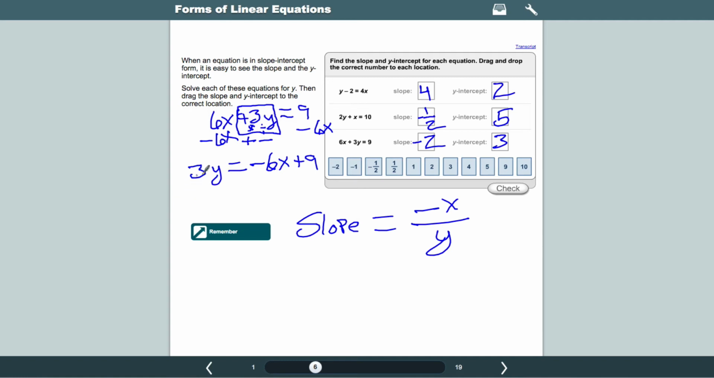Now we've got to get the y by itself. We're inside the box now, so we're going to use either multiplication or division. If I multiply, that number's only going to get bigger, so I need to divide by 3, divide by 3, divide by 3. And I have y equals, what's negative 6 divided by 3? Negative 2. And we see that's what we had here. And what's 9 divided by 3? A positive 3. And that's what we had here.